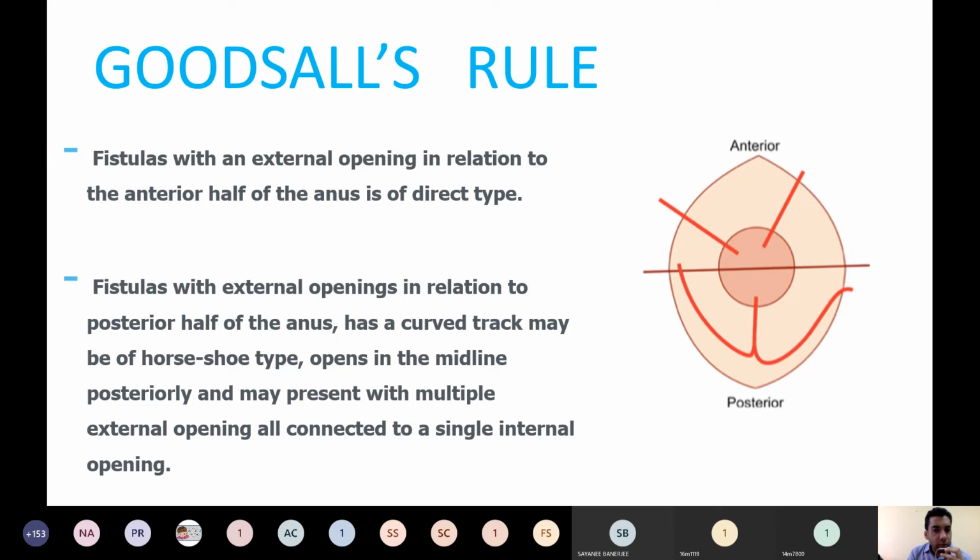Okay, so the fistula with an external opening in relation to the anterior half of the anus is of direct type. Fistula with external opening in relation to the posterior half of the anus has a curved tract, maybe of horseshoe type, opens in the midline posteriorly and may present with multiple external openings, all connected to a single internal opening. So this is the Goodsall rule.